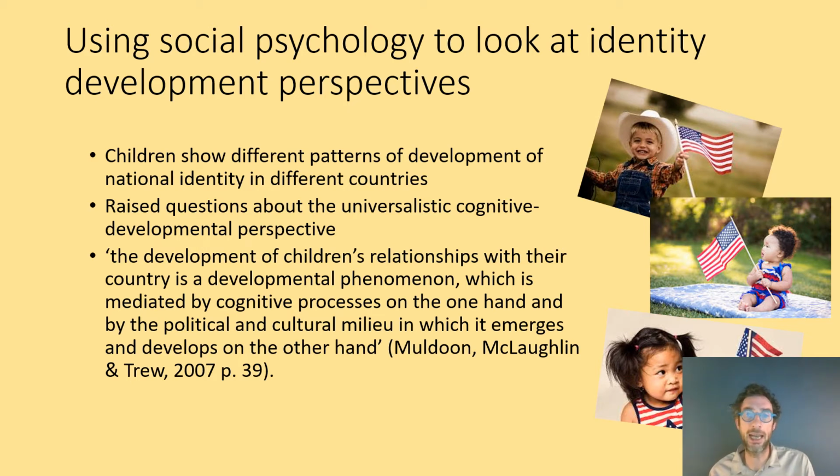Okay. So why is social psychology in a place to look at this? Well, as I've hinted at in the last slide, children show different patterns of development in different countries. This begins to raise questions about whether we can simply go through a universal stage process or whether we need to look at people in context. And you'll be unsurprised in this particular unit that we're going to look at people in particular contexts. Here's the quote: the development of children's relationships with their country is a developmental phenomenon which is mediated by cognitive processes on the one hand, so we're not ruling out the idea of development as being important, but always looking at the political and cultural milieu, the political and cultural environment from which that development is occurring in.